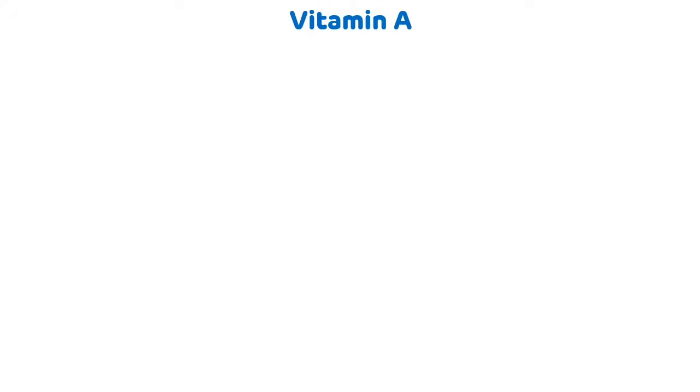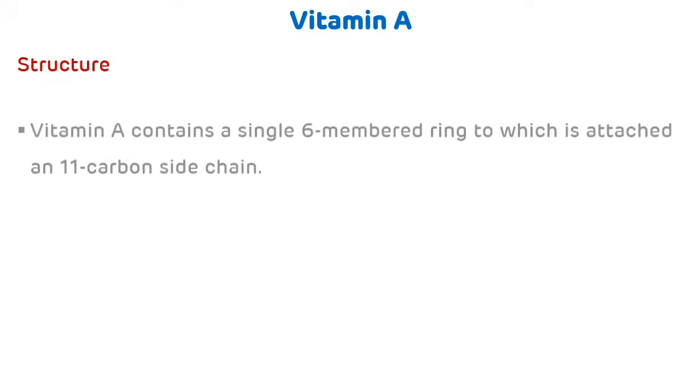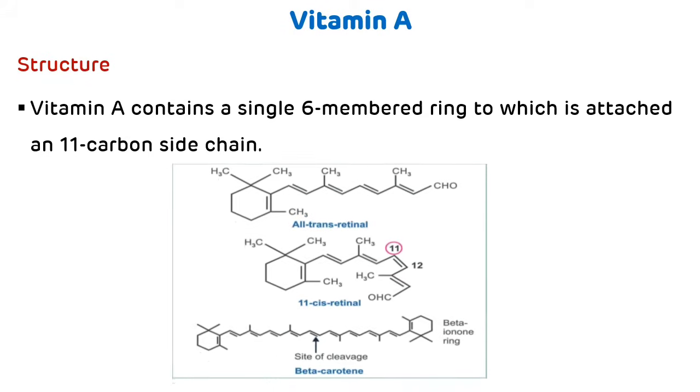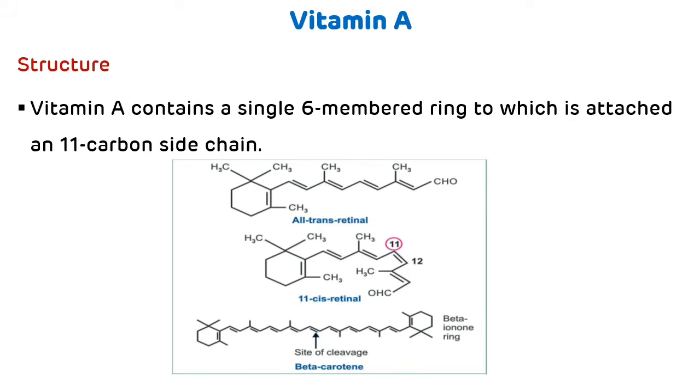First, we will see the structure of vitamin A. So vitamin A contains a single 6-membered ring to which an 11 carbon side chain is attached. This is the structure of all-trans retinal, which is the most common type and it is also known as vitamin A1. This is the structure of 11-cis retinal and this is the structure of beta carotene, which is a provitamin A. The side chain contains alternate double bonds.